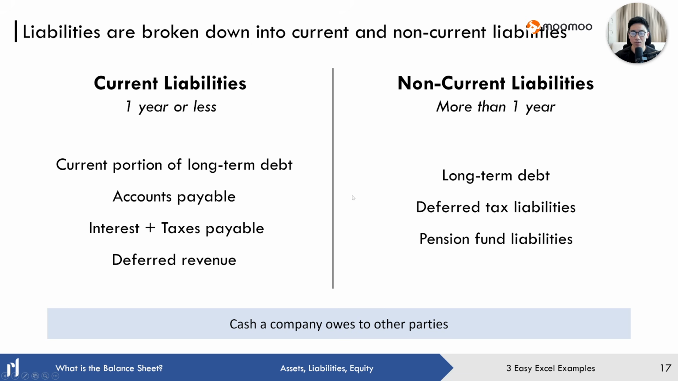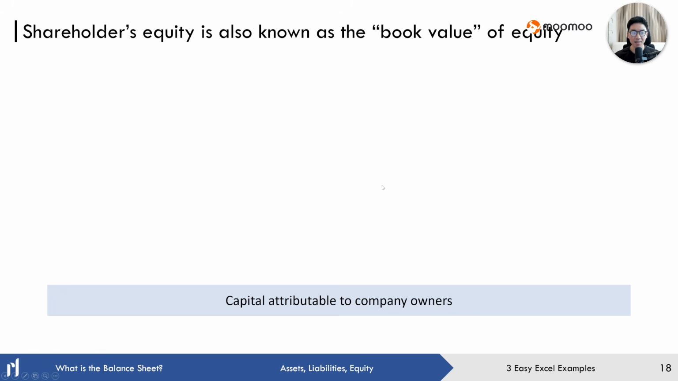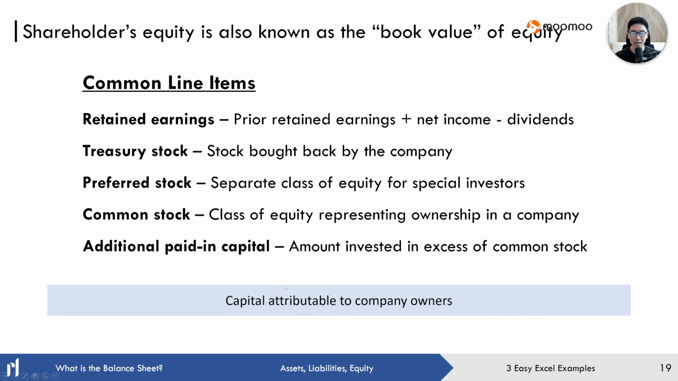Again, I just wanted to show you guys some of the very common terms you'll see in a lot of different balance sheets. And then let's go into shareholders' equity, which is known as the book value of equity. You can think of this as the capital attributable to company owners. So common line items include retained earnings, which is your prior retained earnings plus your net income minus dividends. Treasury stock, which is stock bought back by the company at some point. Preferred stock is a separate class of equity for special investors.